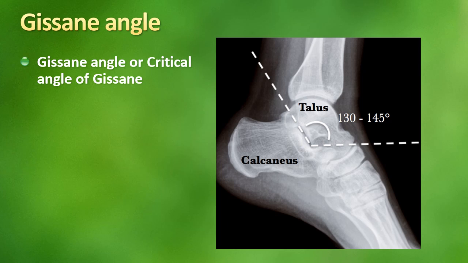Its numerical value increases when there is a fracture of the calcaneum leading on to the collapse of the posterior facet. Now remember these two important points regarding Bohler's angle and angle of Gissan. Bohler's angle is an acute angle. Its normal value is 20 to 40 degrees, whereas angle of Gissan is an obtuse angle. Its normal value is 130 to 145 degrees.